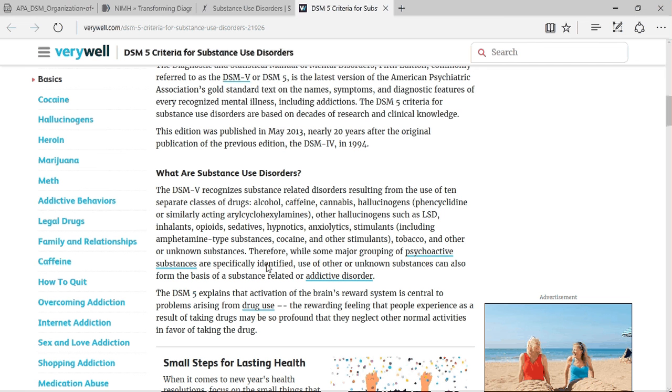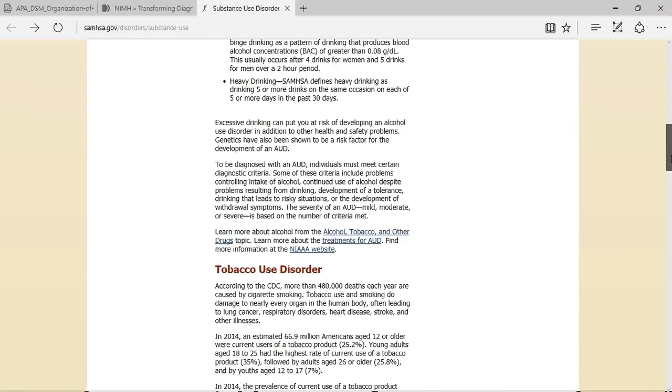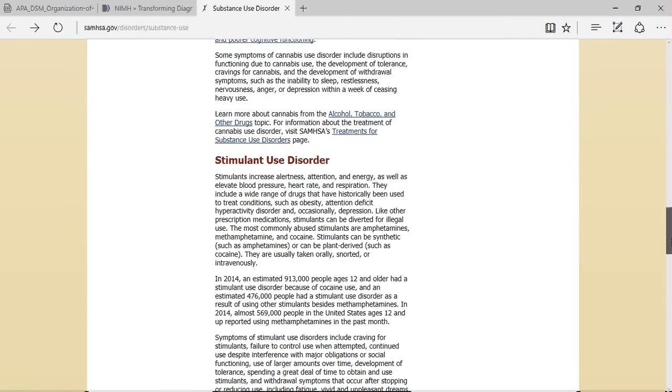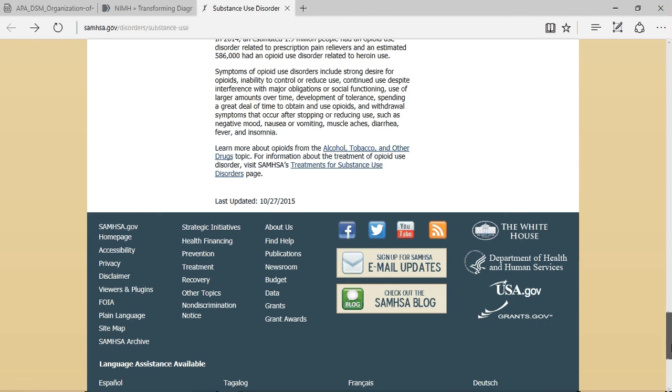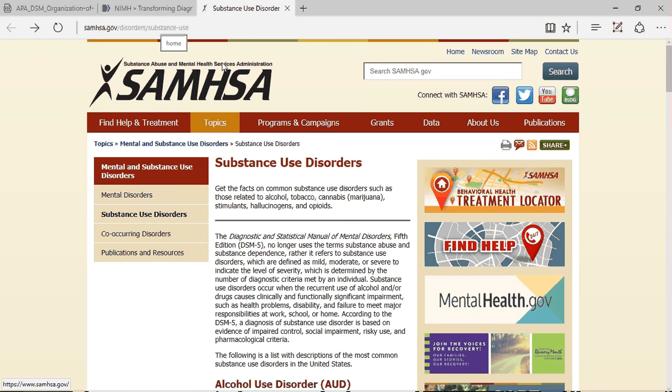Again, here on verywell.com, I don't know too much about this site, but they're mentioning here a substance-related or addictive disorder. In the entire volume of the DSM-5, there is no such thing as an addictive disorder. There's substance use disorders. Addiction is avoided. It's not discussed. And here we have some of the indicators: alcohol use disorder, tobacco use disorder, cannabis use disorders, stimulant, hallucinogen, opioid, and on we go. I think there's 13 of those lists, and this is Substance Abuse and Mental Health Services Administration. This is the kingpin here in the addiction community.